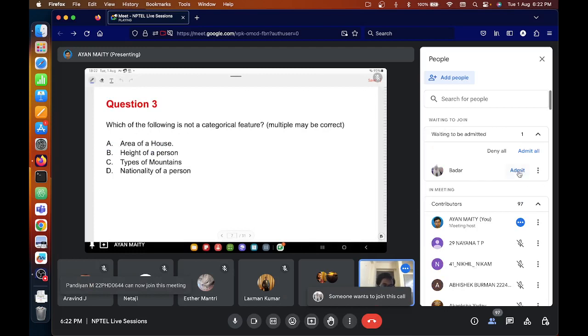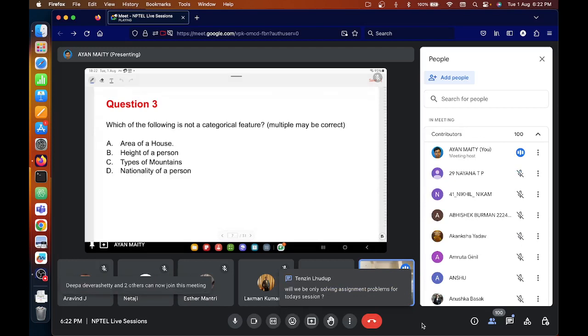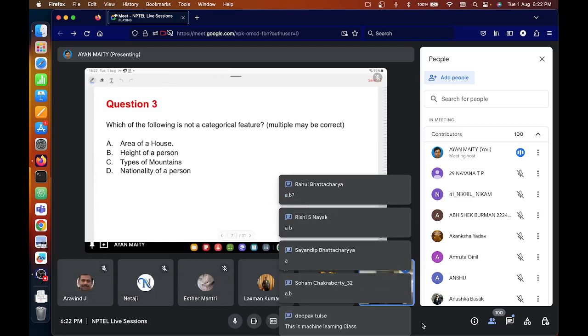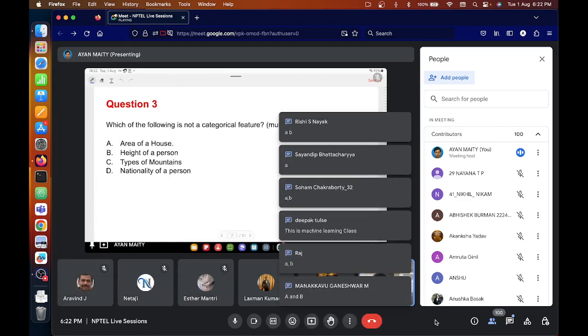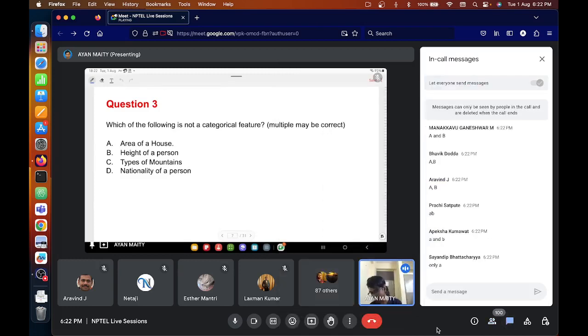So we can move to question 3. Which of the following is not a categorical feature? Multiple options may be correct. By categorical feature I mean there are a specific number of categories present, and you are predicting one of those categories, but you have to find out which of these are not categorical features. There are 4 options: area of a house, height of a person, types of mountains, nationality of a person.